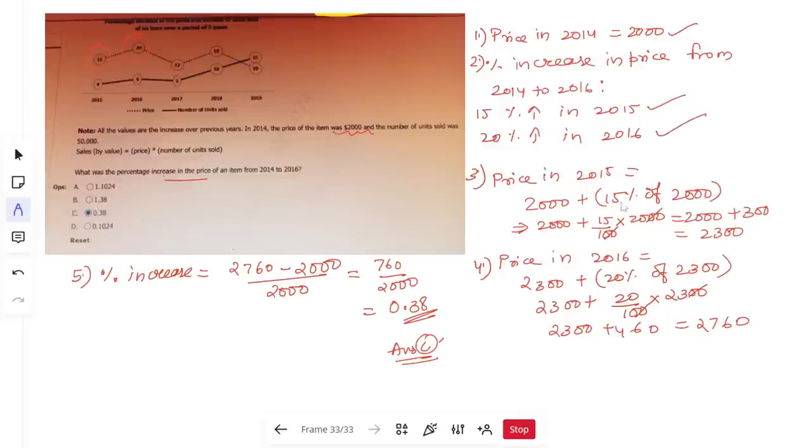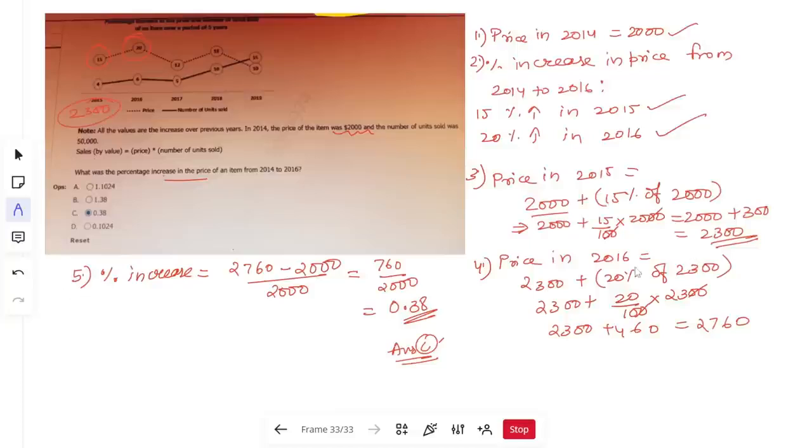Now we have to calculate the prices. This is the percentage increase that we are told. We were told that in 2014 the price was 2000, so the price in 2015 will be 2000 plus the increase, right? Which means 15% of 2000. When you solve it, you will get the new price value, that is 2300. So in 2015 the price was 2300.